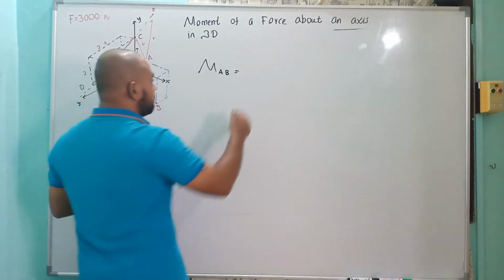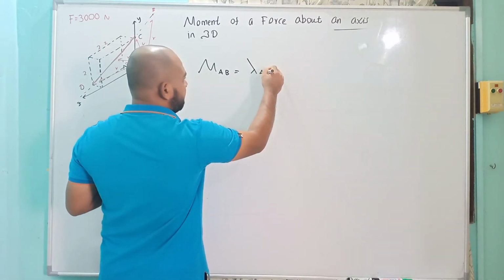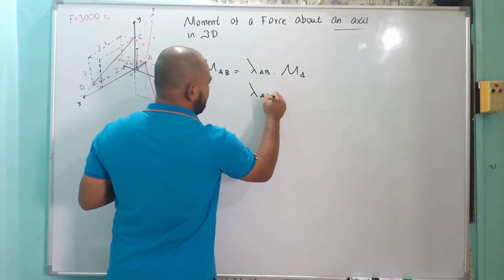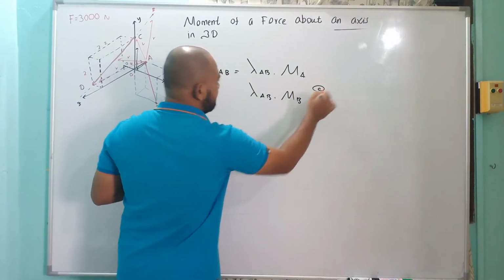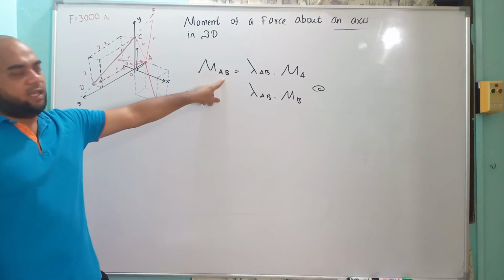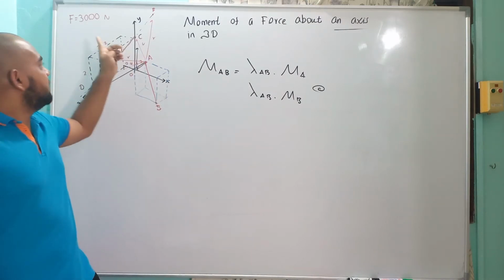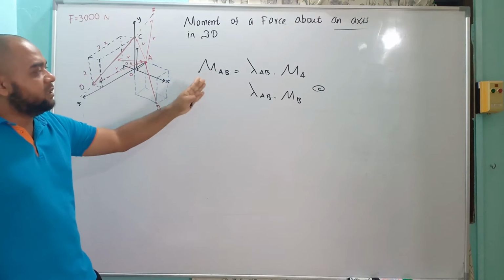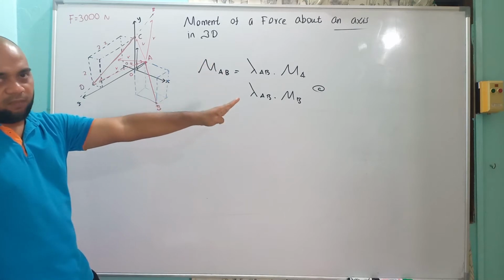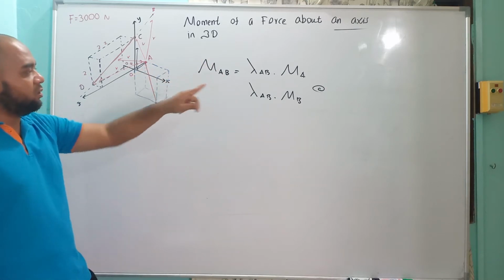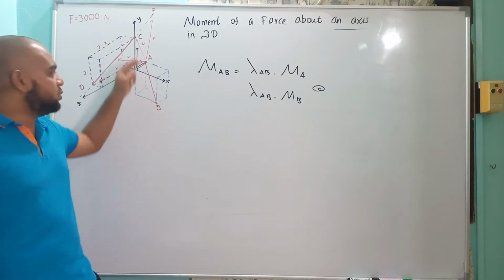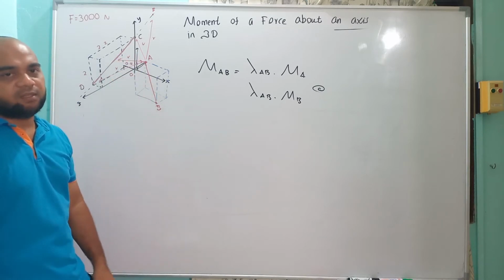equal to lambda AB dot moment of A, or lambda AB dot moment of B. Meaning that here we have the moment AB, the moment of this force about axis AB. We can choose either of the two. The first one, we take lambda AB and the moment of point A, from A to B, or you can take lambda AB and the moment about point B. Whichever you choose, you will get the same answer. So you have the choice.